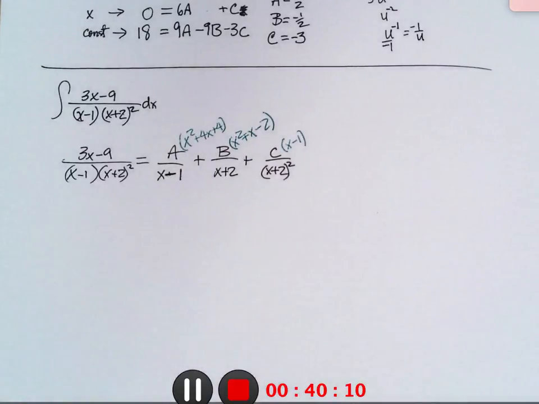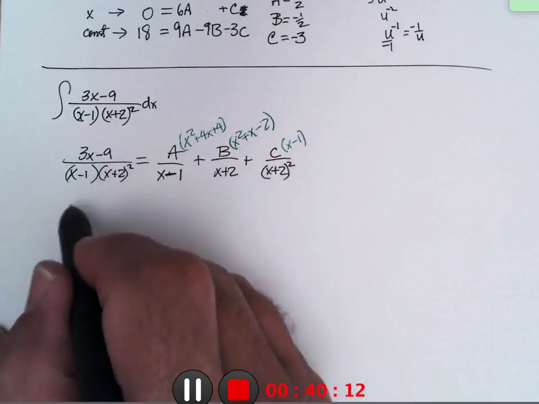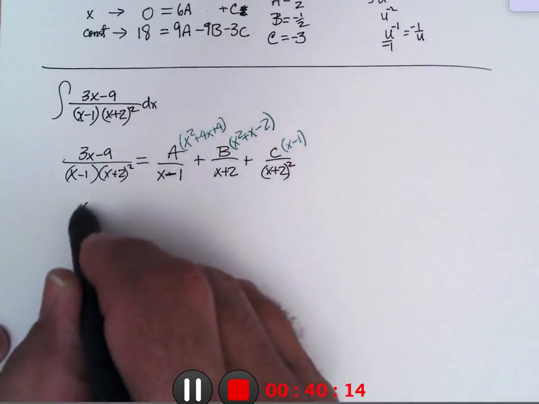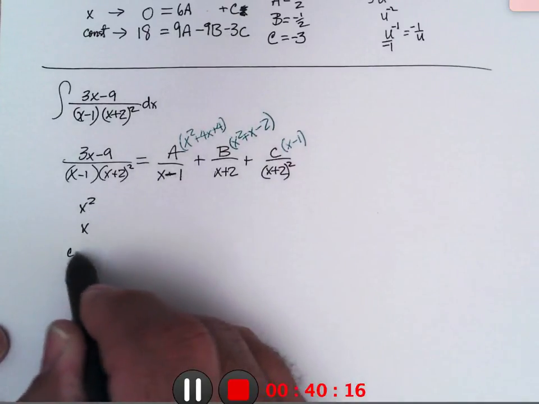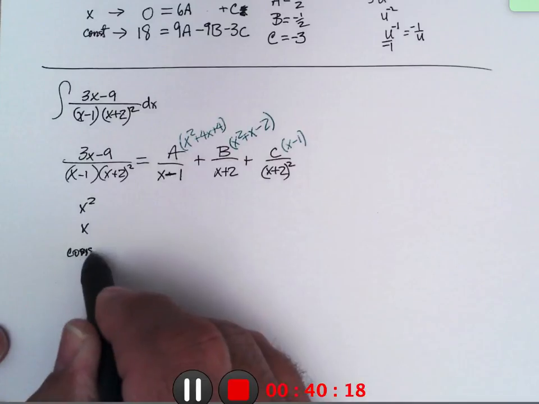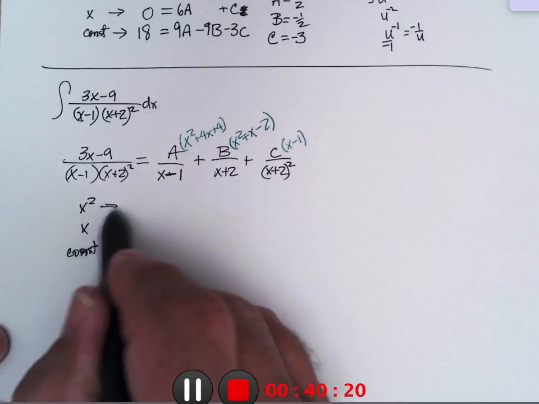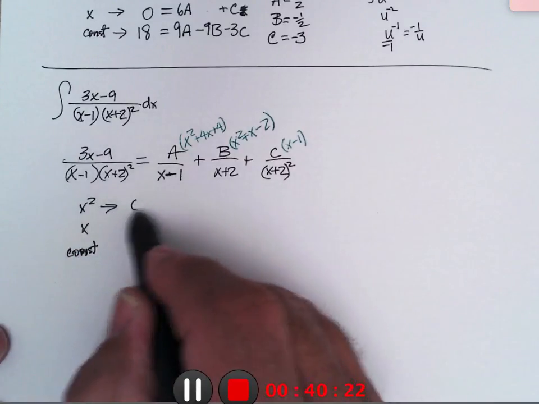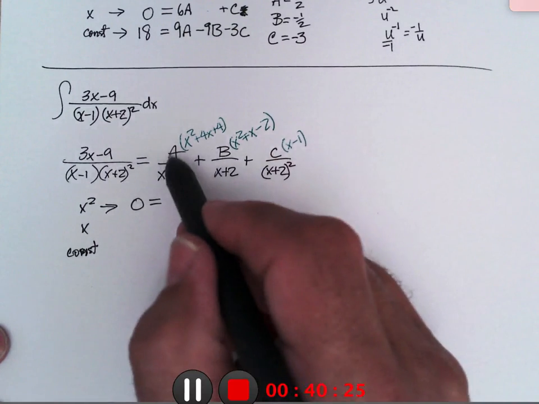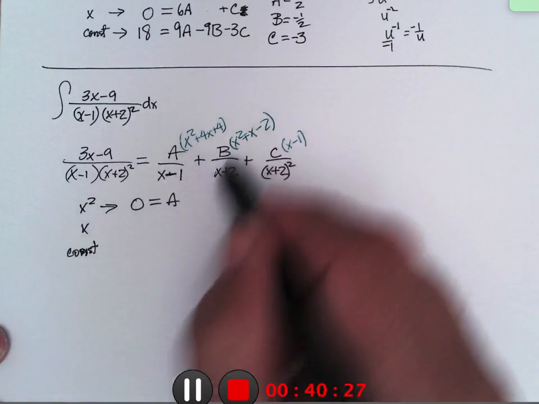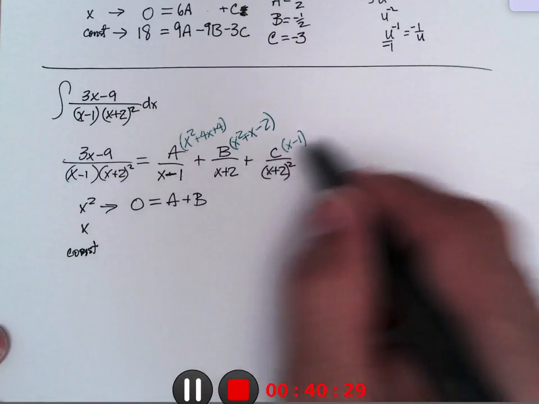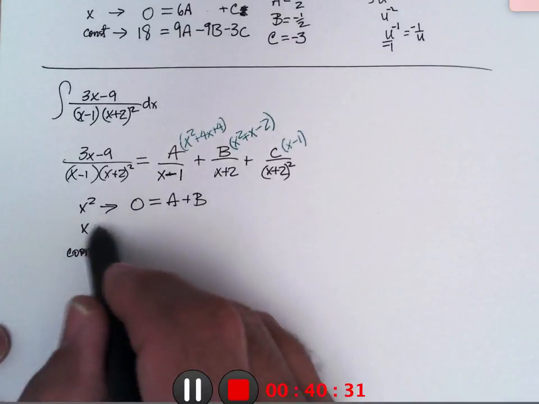So let's do our equations. I'm going to get x squared, so I'm going to get some x's, and I'm going to get a constant. My x squareds, none here, a here, b there, and none there. My x's, I have 3.